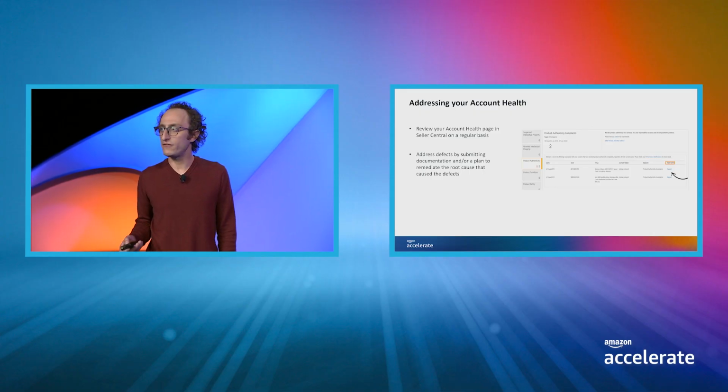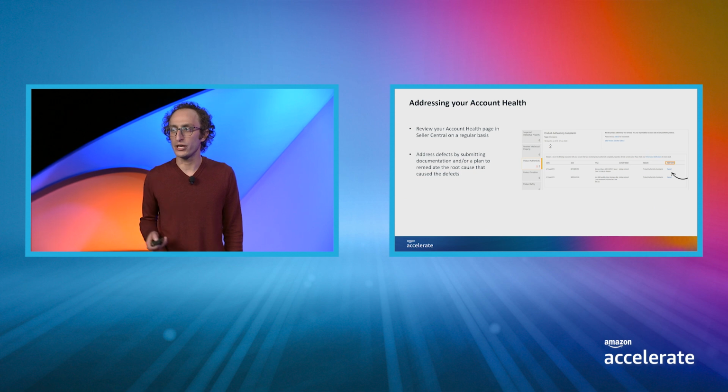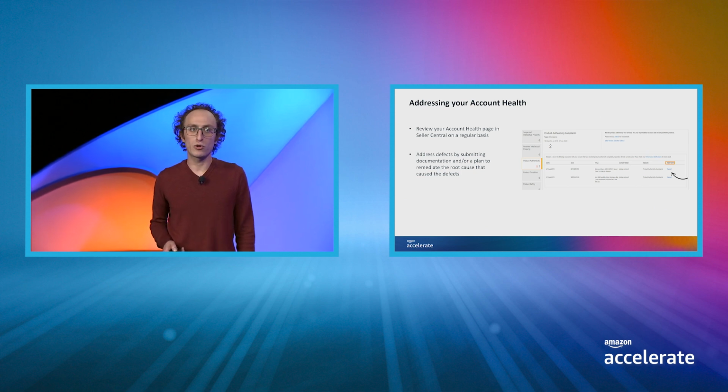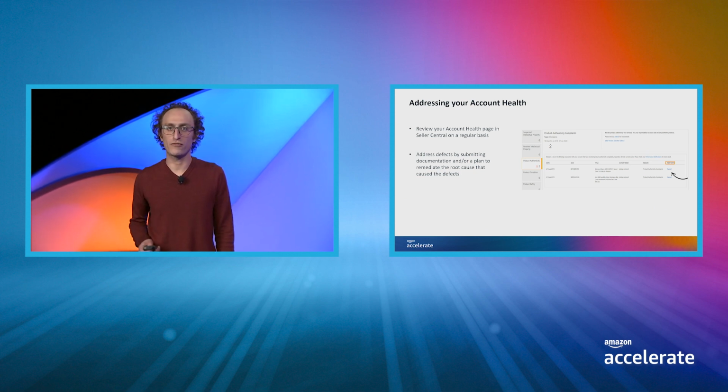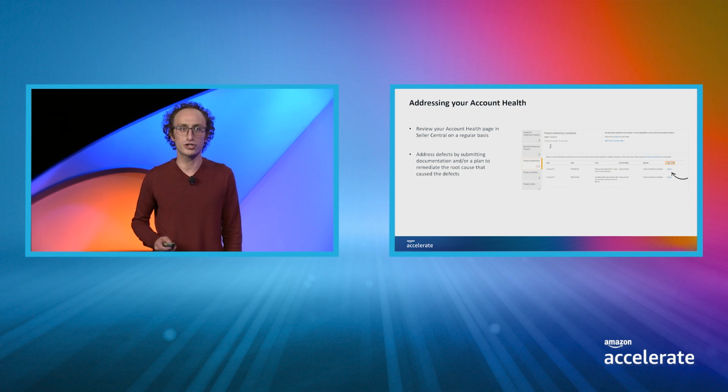You can address any of these defects by clicking the appeal link as shown on this slide, which will bring you to a customized workflow providing you with specific and detailed instructions on what to do next. On these detailed pages of the Account Health experience, you can also find links to understand Amazon's policies and links to the seller forums where you can go ask other sellers and Amazon questions that can help you proceed.